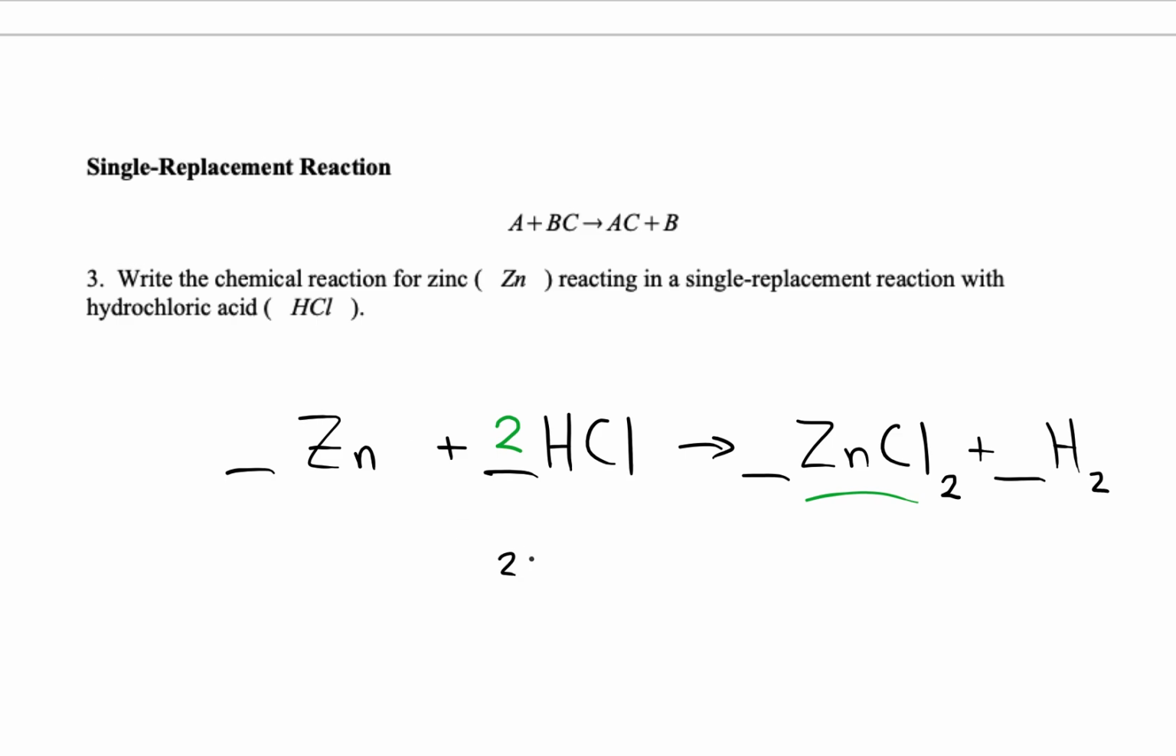We now have 2 hydrogens and 2 chlorines on the left, and we have 2 chlorines and 2 hydrogens on the right. So hydrogen and chlorine are all satisfied now. We also see that there's 1 zinc on the right and just 1 zinc on the left, so that works out perfectly. Our balanced formula is going to be that there.